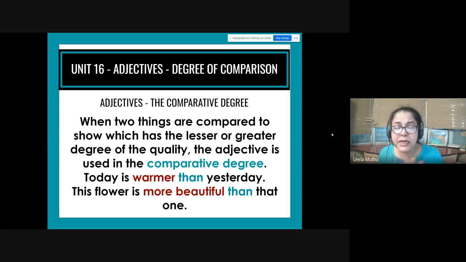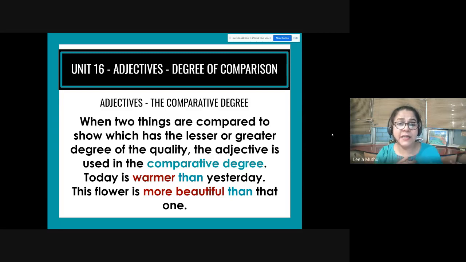So when two things are compared to show which has the lesser or greater degree of quality of that particular noun, the adjective is used in the comparative degree. Like we were talking about, it is a warm day. Let's take the noun day. So today is warmer than yesterday. It is a warm day.